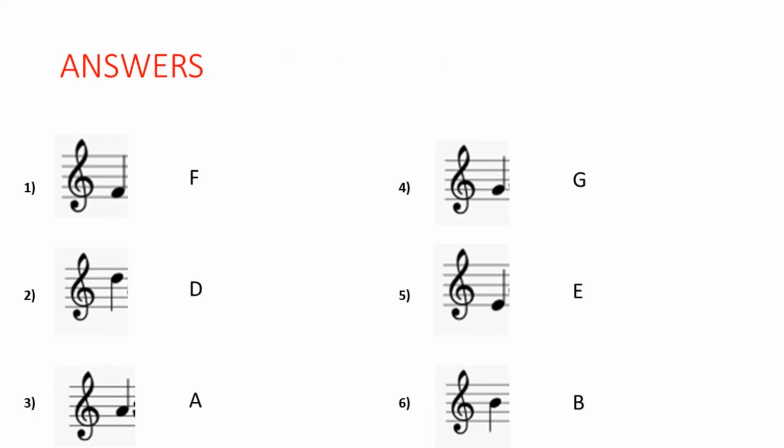So here are the answers. So number 1 was an F going through that bottom space. Number 2, D. 3, A. 4, G. 5, E. And 6 was a B. Well done if you got all of those correct.